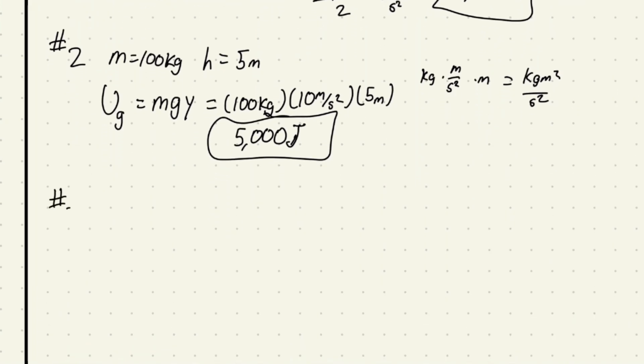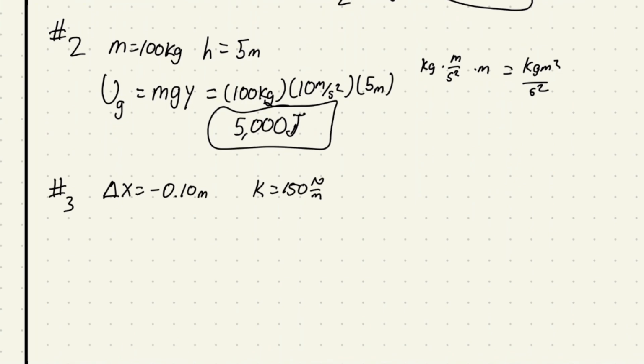Try one more. We'll do a spring one this time. We want to know how much energy is stored in a spring where the delta x, the compression distance, is negative 0.10 meters, or 10 centimeters. We'll say the k constant is 150 newtons per meter. And we want to know the spring potential energy, U sub s. So I'll give you a moment or two to try to work that out, and we'll be back.